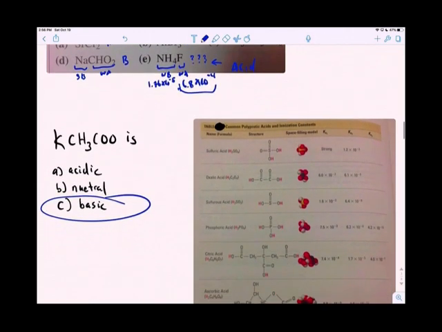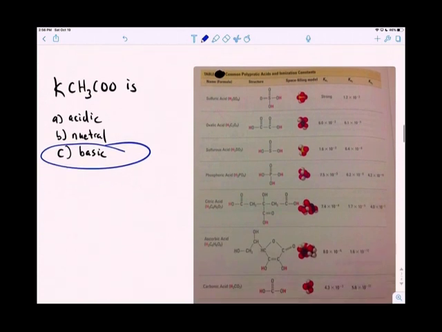So let's see if you're following this. Potassium acetate. This is going to be basic because you have potassium hydroxide, a strong base, and acetic acid, a weak acid. So strong base, weak acid. That means basic or alkaline salt.